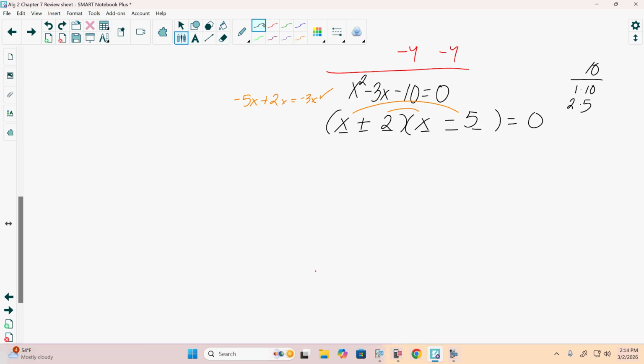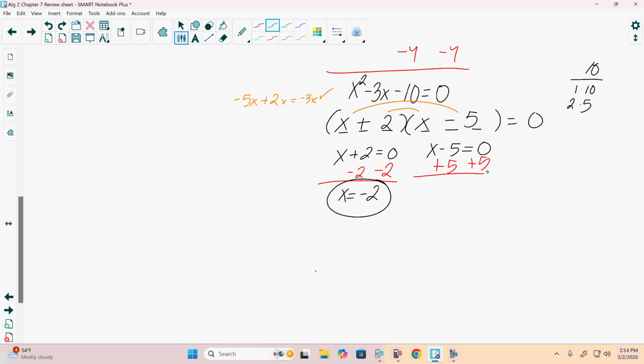Zero product property. If two things are multiplied together to equal 0, one of them has to be 0. For x plus 2, we would subtract 2 from both sides, telling us that x is equal to negative 2. For x minus 5, we would add 5 to both sides, telling us x is equal to 5. Now, because neither one of these values of x was a restriction, they both work. These are our two solutions.